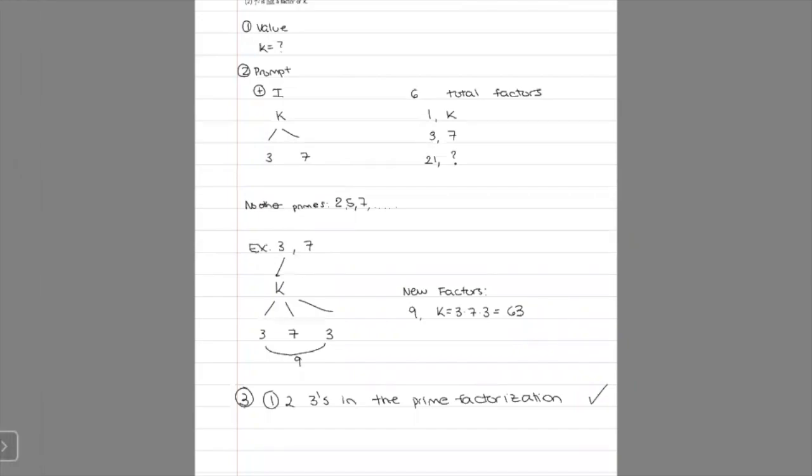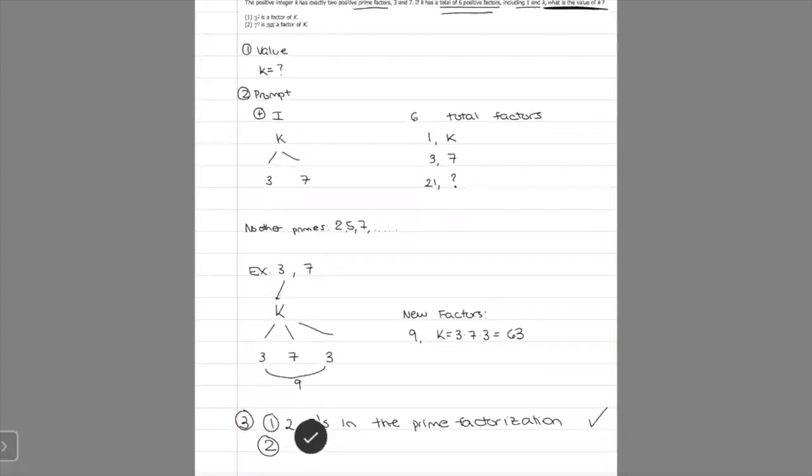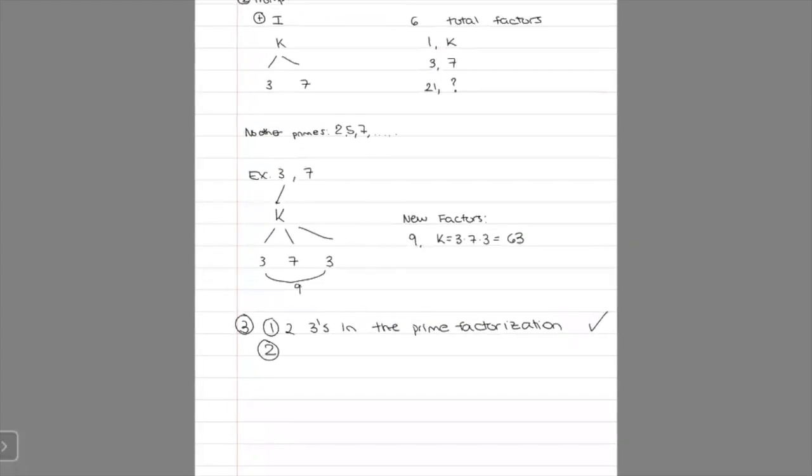So again, we're looking for either a 3 or a 7. Then in statement 2, they tell us that 7 squared is not a factor. So you don't have 2 7s, which means that you only have 1 7. And if you only have 1 7, then you must have another 3. So this leads us to exactly the same answer.